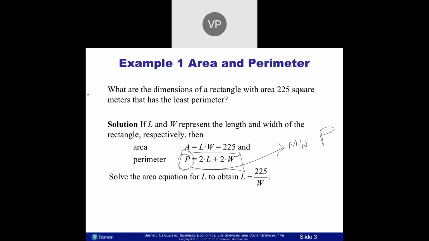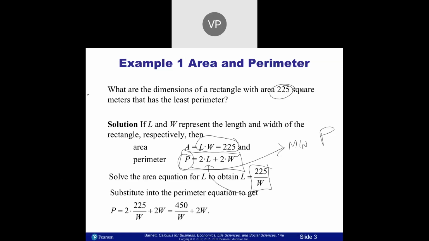We have two variables. So we use this fact, the one they gave us when they told us the area, L times W is 225. They're solving for L, you could solve for W. You just solve for one of the variables. And you see this 225, we're going to replace the L with that. So that's what's going to happen in the next step.